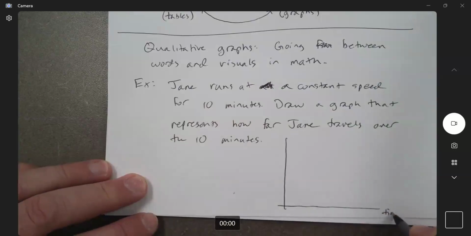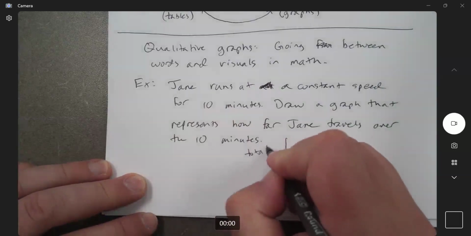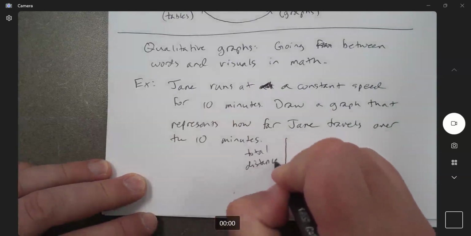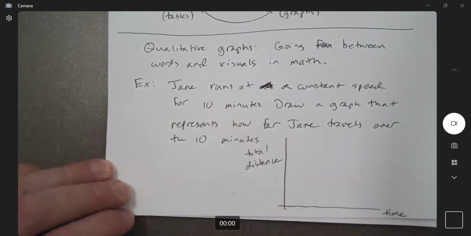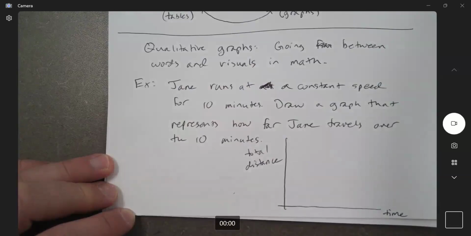If this is time on our horizontal axis and total distance on our vertical axis, well, at the very beginning, how far has Jane run? 0. So 0, 0, right? That point right there is probably going to be on our graph. And now we have to decide, what is this graph? What is the line going to look like as time increases?